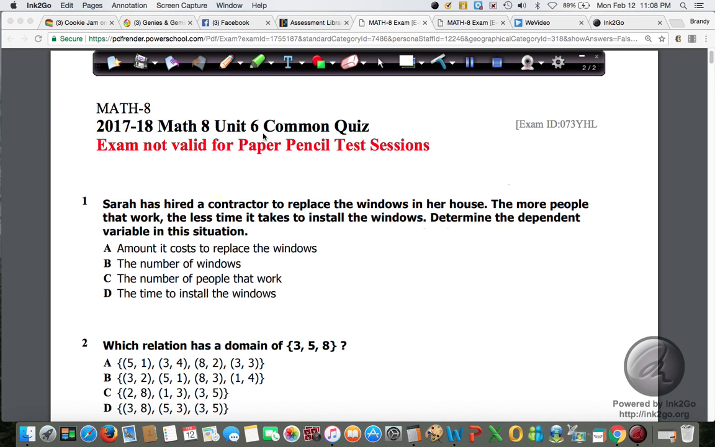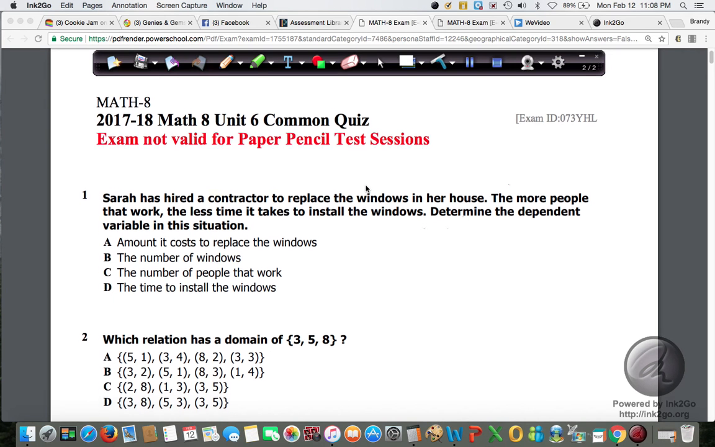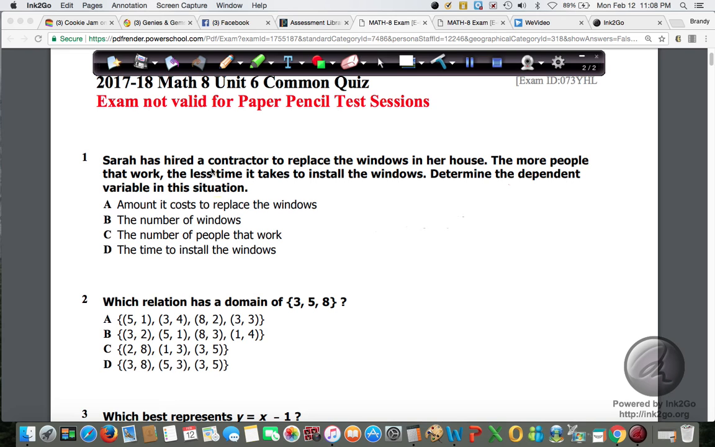Review of the Unit 6 Common Quiz. Number 1. Sarah has hired a contractor to replace the windows in her house. The more people that work, the less time it takes to install the windows. Determine the dependent variable in this situation.